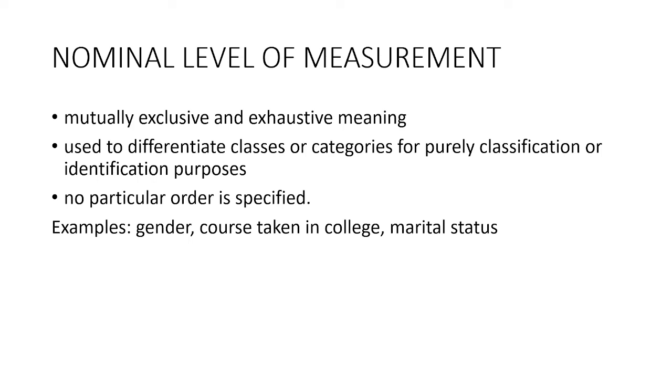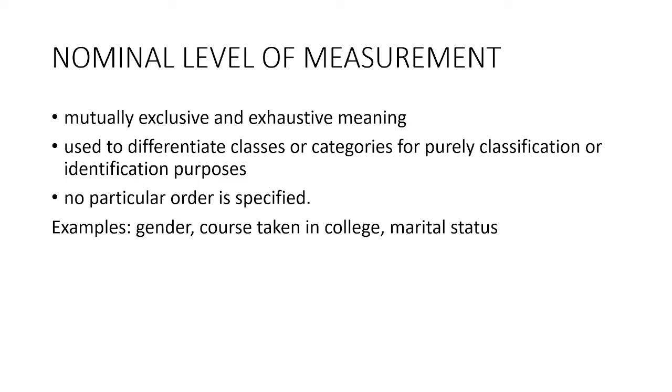have no particular order. Same with the course taken in college, say, fisheries, BSIT, BS education, BS, paano ba mga BS? Business administration, business management, and so on and so forth. Walang specific order yan. That is purely classification. Same with marital status. You can be single, married, widowed, widower, separated, and so on and so forth. Okay? So that will fall under what we call nominal level of measurement.